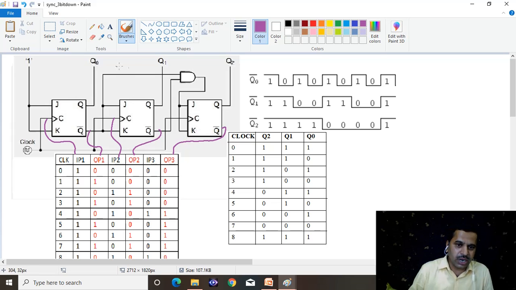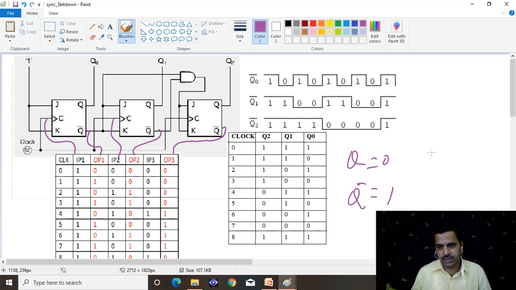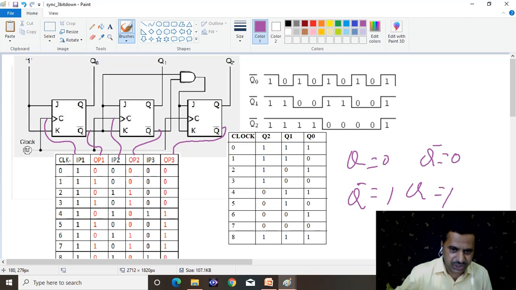Automatically Q0, Q1, Q2 will be the opposite of those, because in the flip-flop, Q and Q bar are complementary. When Q is equal to 0, automatically Q bar is equal to 1. When Q bar is equal to 0, then Q becomes 1. They are always in opposite states. That you have to evaluate here.